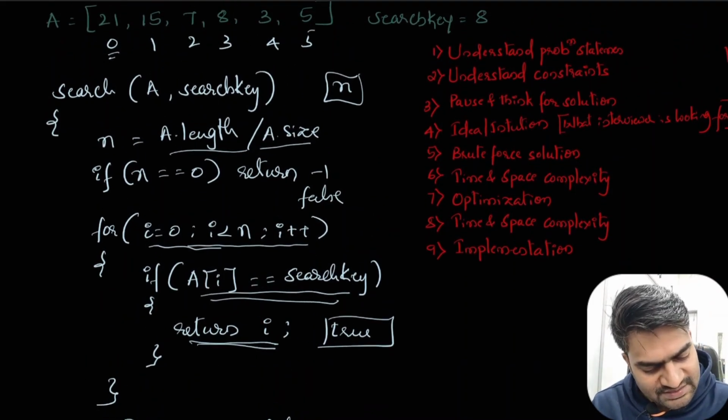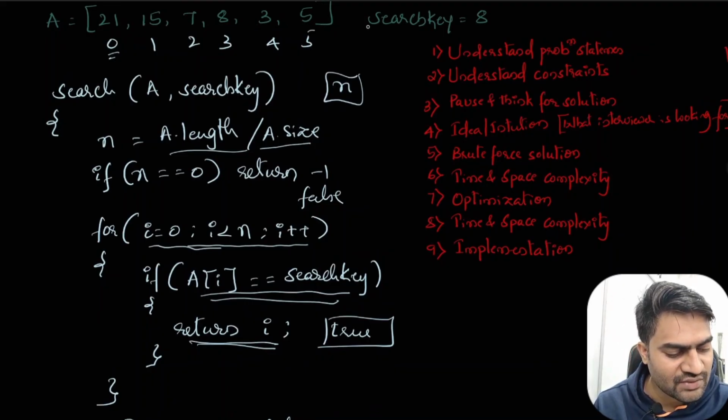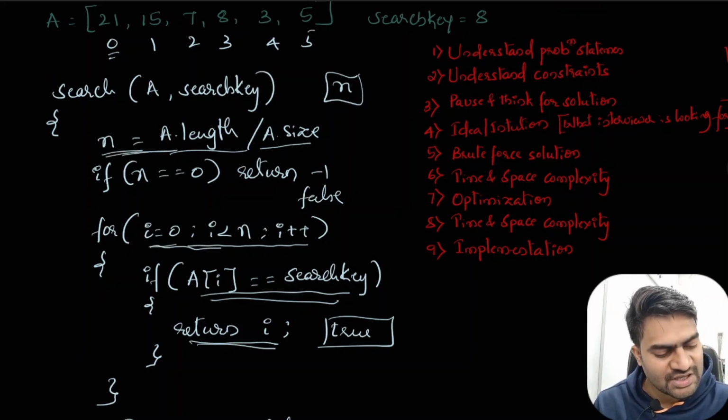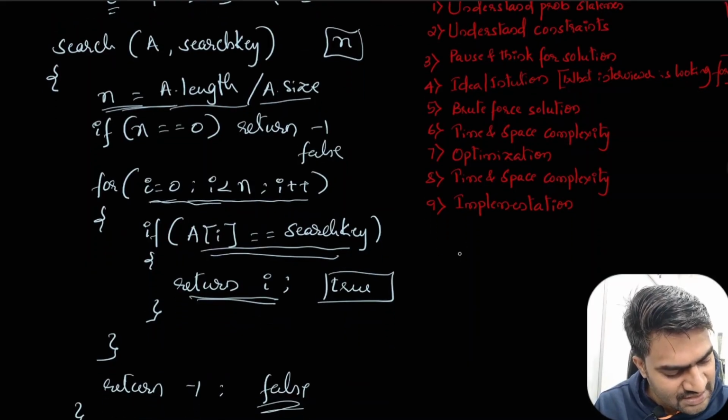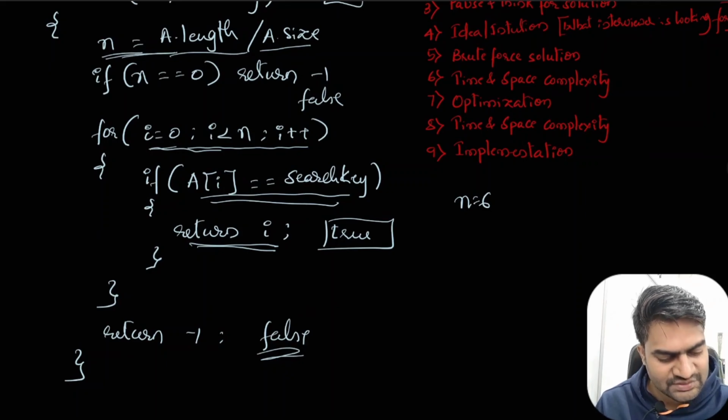So now let us consider this example only: 21, 15, 7, 8, 3 and 5. Search key is 8. So it starts first, n value will be the length of this particular array, which is 6. So n will be 6. So 6 is not equal to 0, so it won't execute the return -1 statement. So it will come to the next statement, which is for.